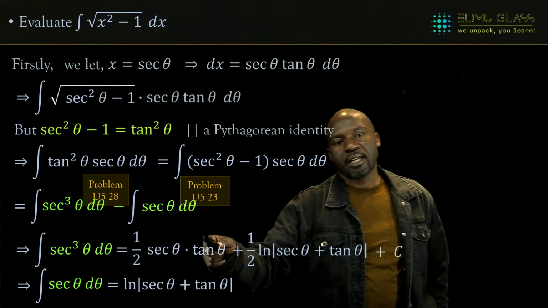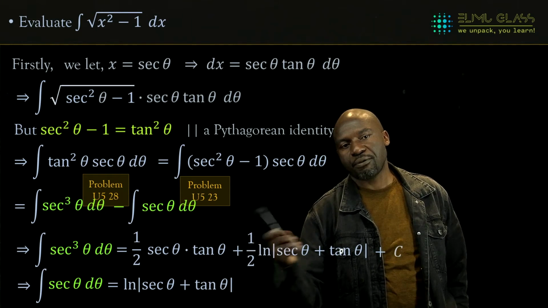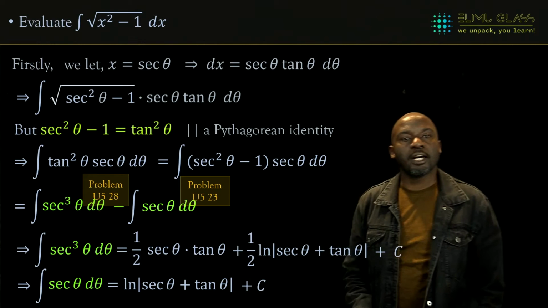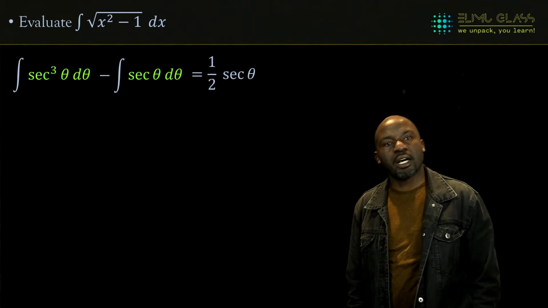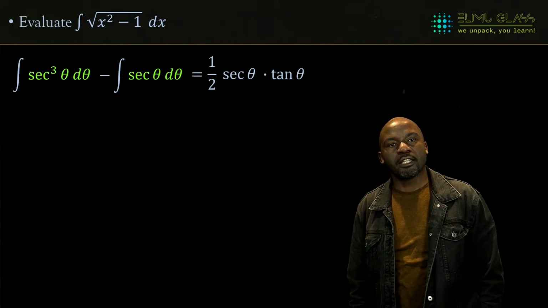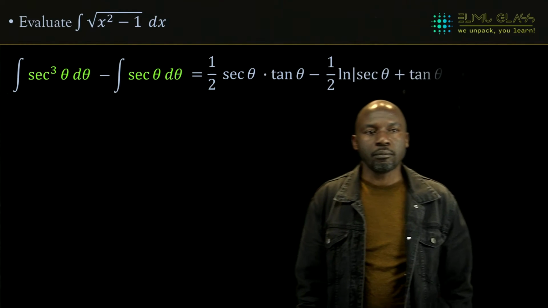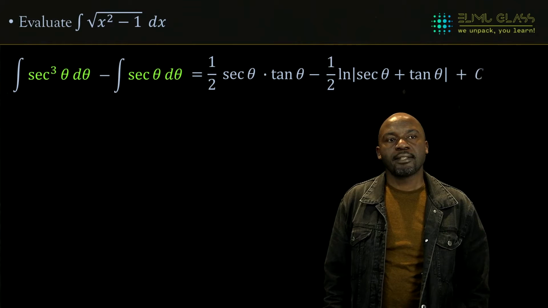So we'll end up with this term, and then this minus that will give us a half ln of secant theta plus tan theta. So we end up with this difference being given by half sec theta tan theta, minus half ln of sec theta plus tan theta, and that is plus c.